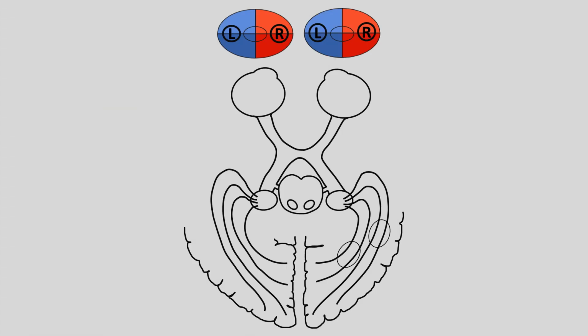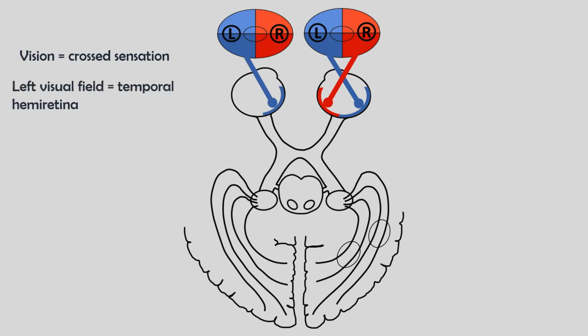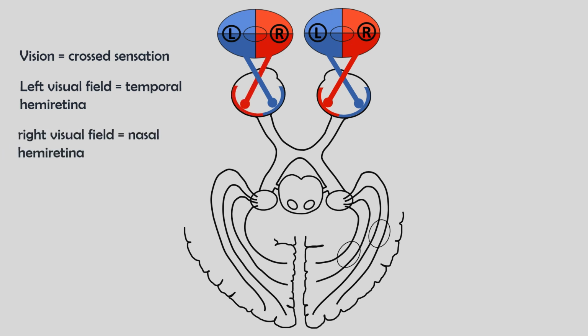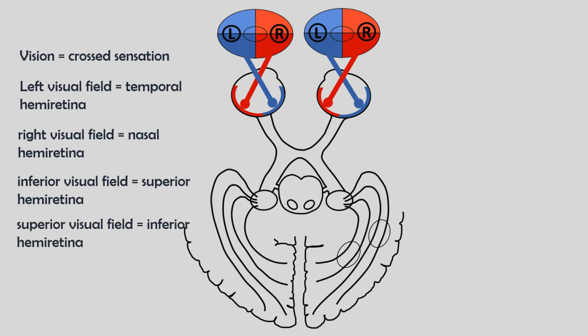Now what I'm going to tell you is something weird: vision is a crossed sensation. What does it mean? The temporal hemiretina receives light rays from the left visual field. I'm repeating it: the left visual field hits the temporal part of the retina, and the nasal hemiretina receives light rays from the right visual field, or the right visual field hits the nasal part of the retina. So make it clear that the left visual field has the temporal hemiretina, and the right visual field has the nasal hemiretina. Another very important thing to understand is that, in the same way, the inferior visual field projects on the superior retina and the superior visual field falls on the inferior retina.